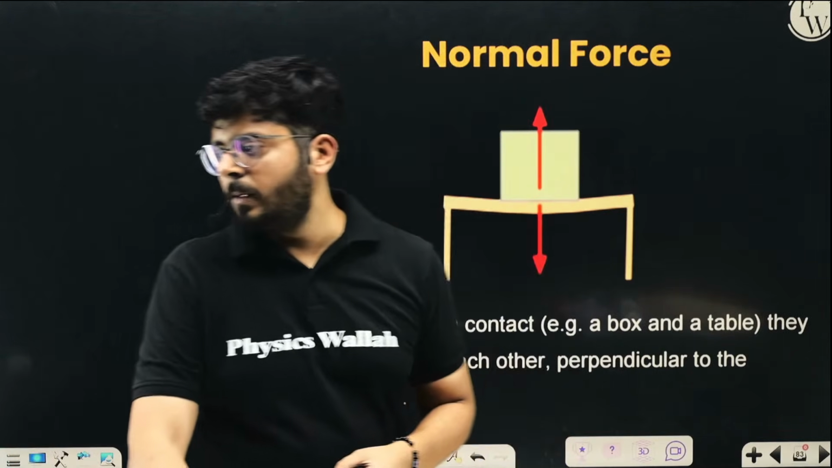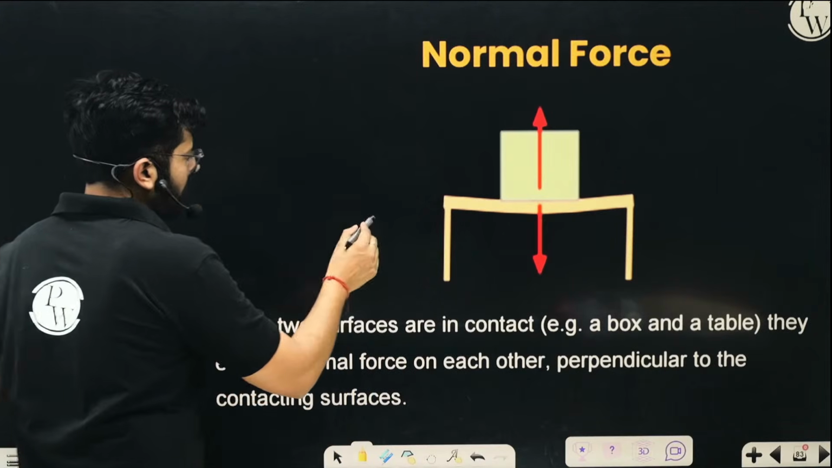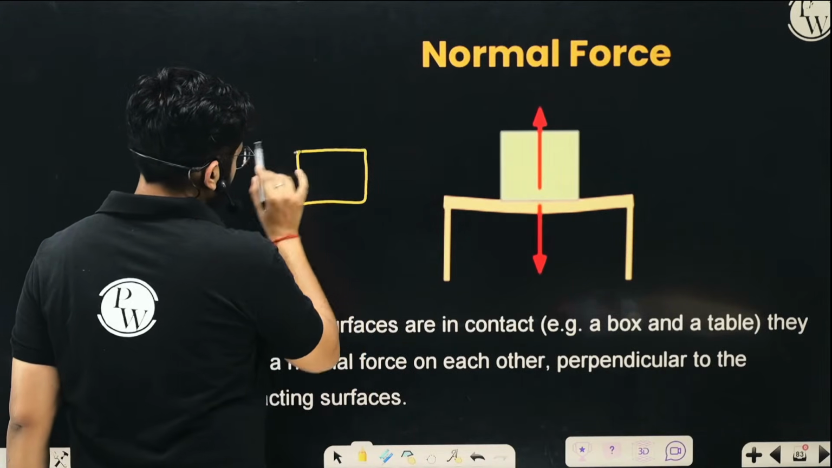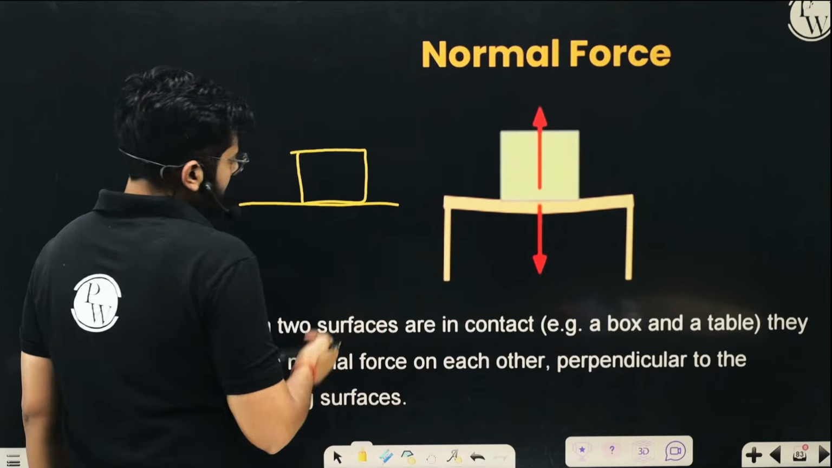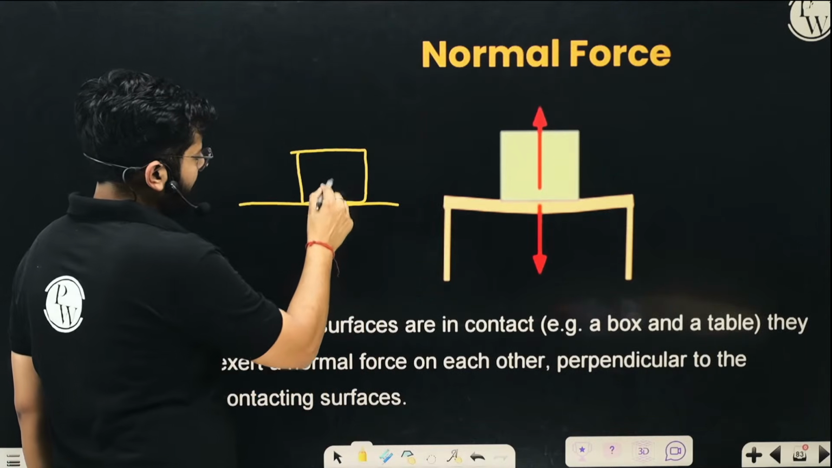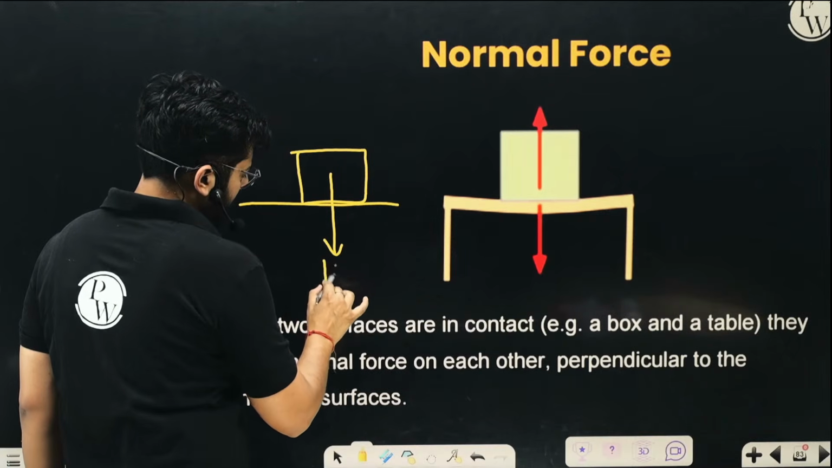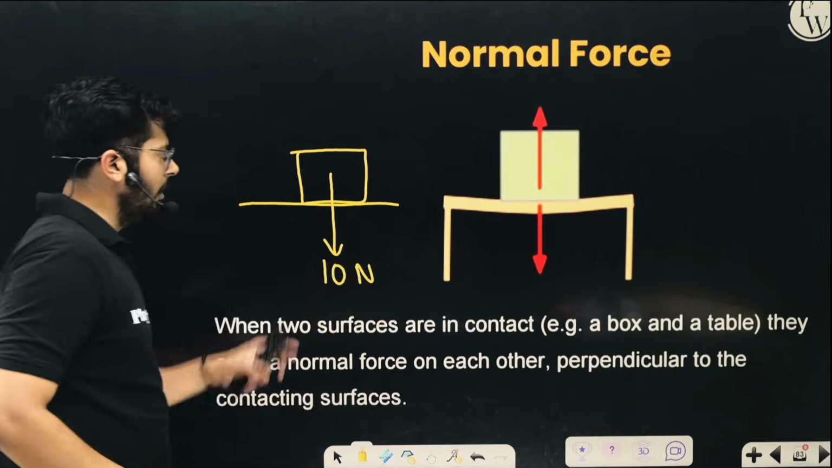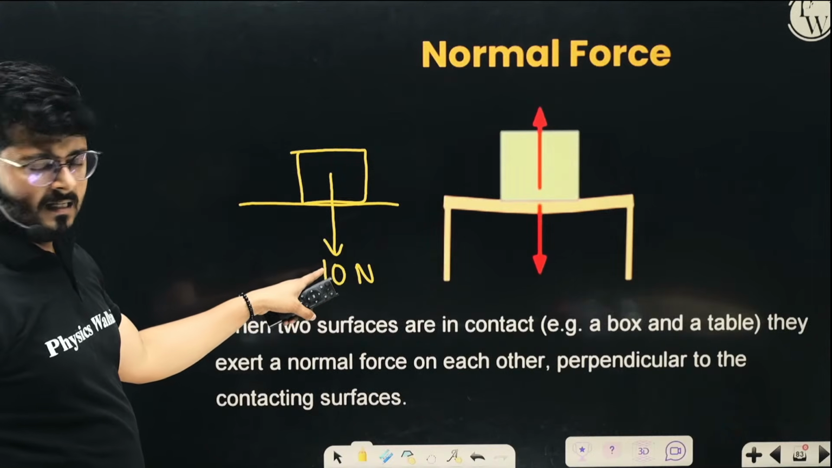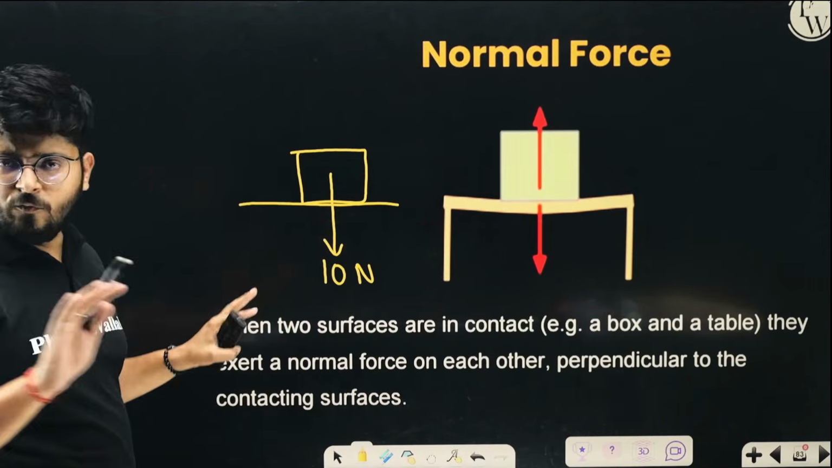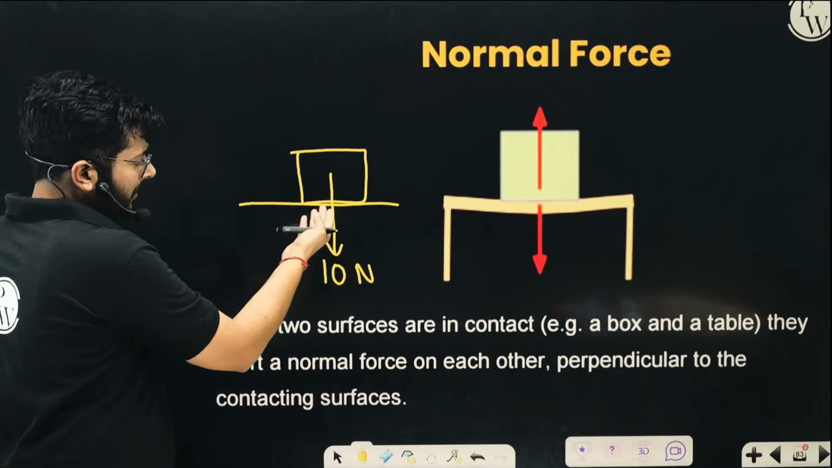It always acts perpendicular to the contact surfaces. So right now, what is happening? Here we have a block, right? And this is the table. So it could be my hand as well. So right now this box is being pulled towards the earth with gravity, with a force of 10 newtons, right? But the box is not moving in the direction of the force. It is neither moving up nor down. So the net force must be 0. So somebody is applying a force on the block.